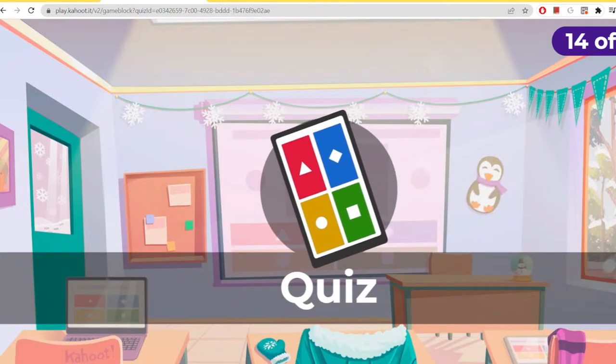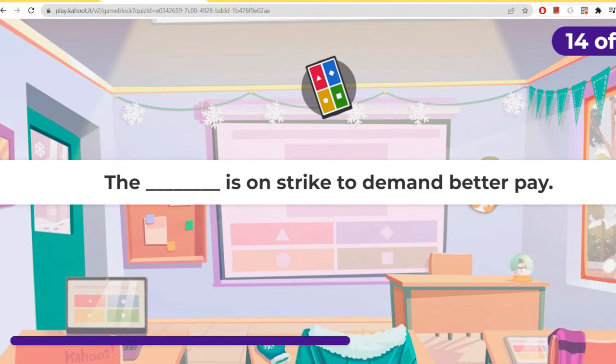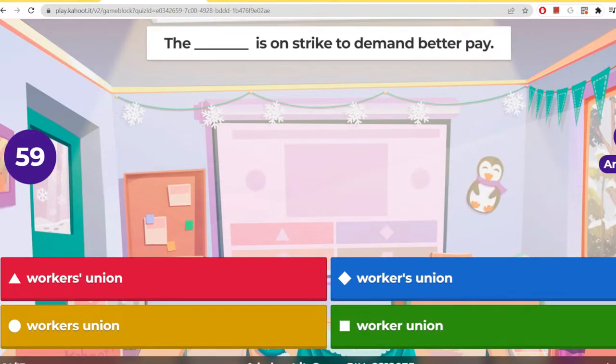Okay. Back, neck and neck. The blank is on strike. Apostrophe S, or S apostrophe, or just S, or no, none. What's it going to be?